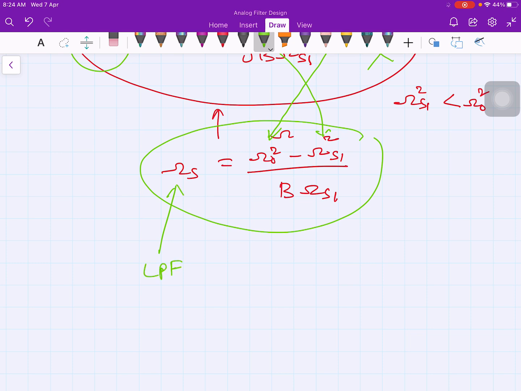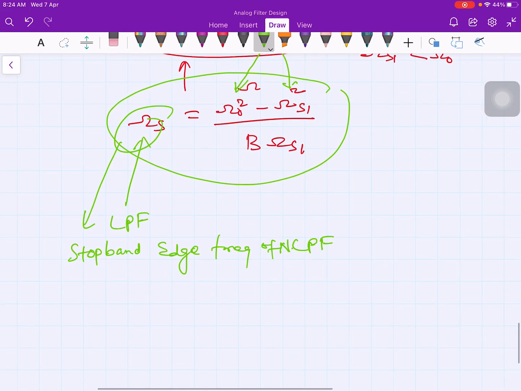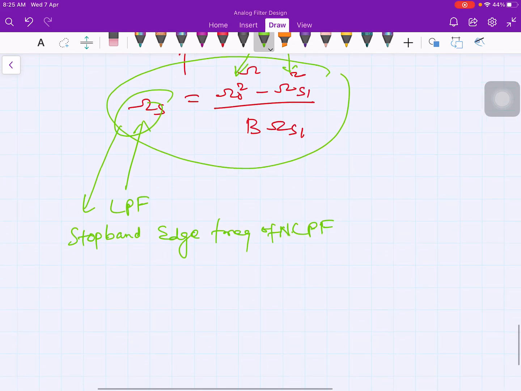So this is the relationship to find out the stop band frequency in the low pass filter. This one is the stop band edge frequency of the normalized low pass filter, and we know omega naught square, omega s1 square we know, and b also we know, omega s1 also we know, so you can simply substitute and find out.